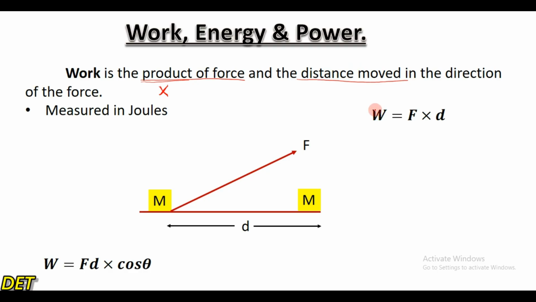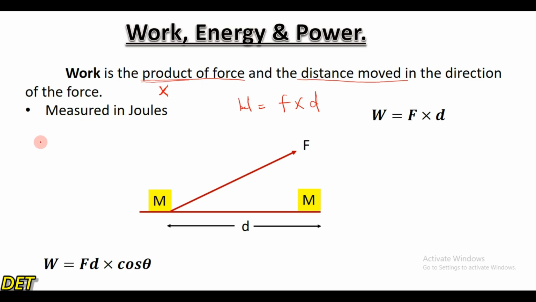So mathematically, work done, which is W, is equal to F times D, where F is the force and D is the distance. So work done is equal to force times distance. It is simply the product of force and the distance moved in the direction of the force. It is measured in joules. Work done is measured in joules.